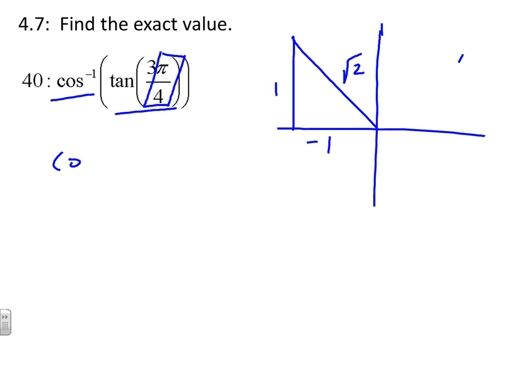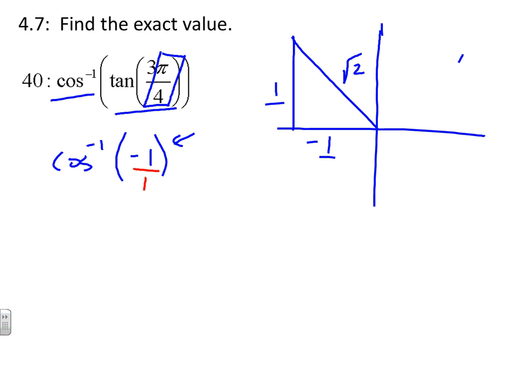So this is cosine inverse of, I need tangent from that triangle, y on x, -1. This is a big yuck right here, though. I don't want to put just plain old numbers into cosine inverse functions. These are supposed to be ratios.